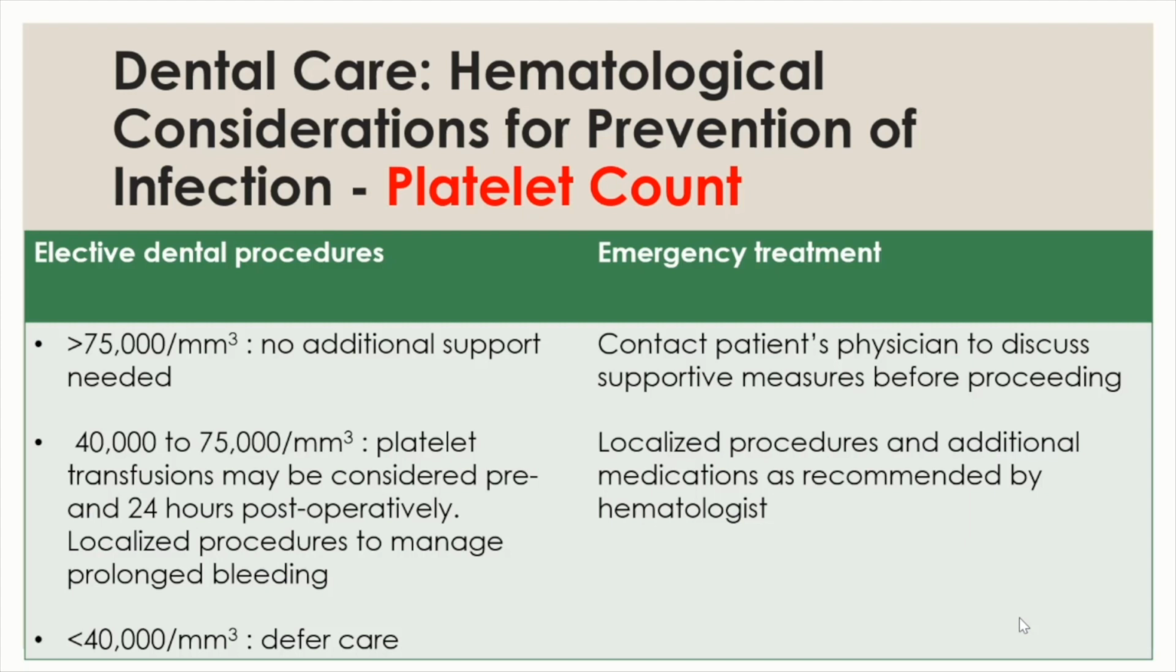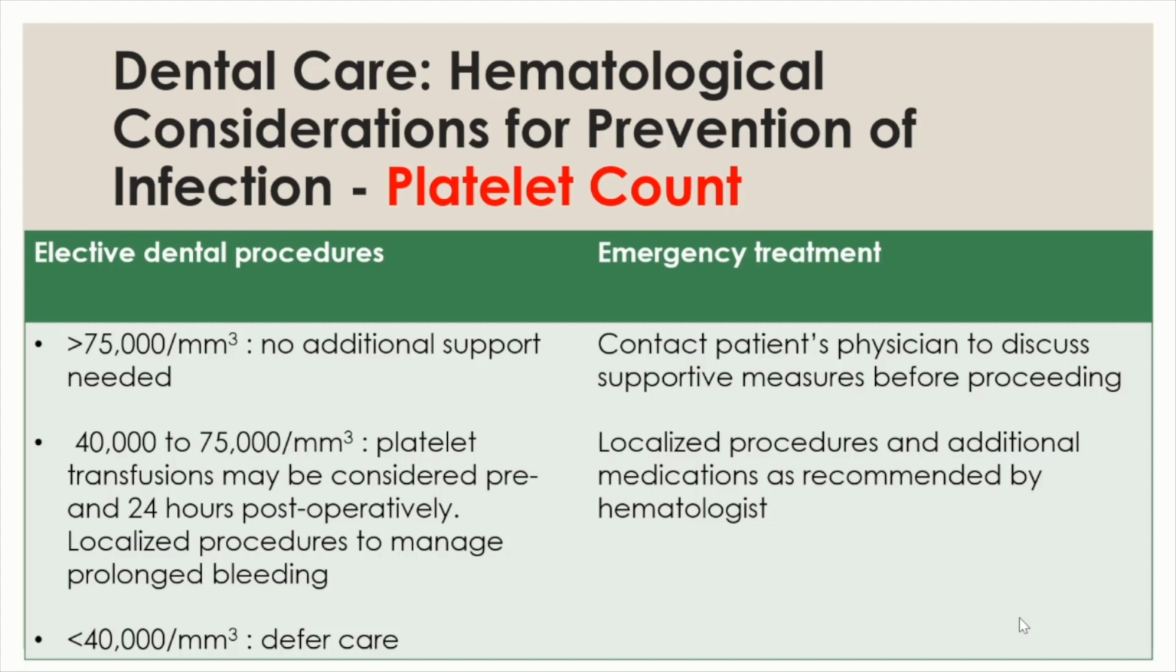But if the count is between 40,000 and 75,000, then platelet transfusions may have to be considered pre-operatively and also 24 hours post-operatively. Localized procedures to manage prolonged bleeding may include the placement of sutures, the application of hemostatic agents, and also pressure packs. For counts below 40,000, it is actually better to defer dental care.